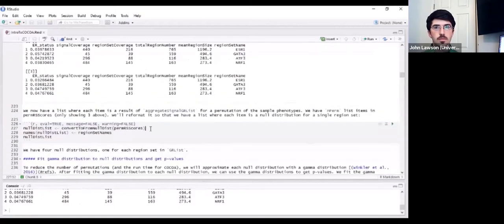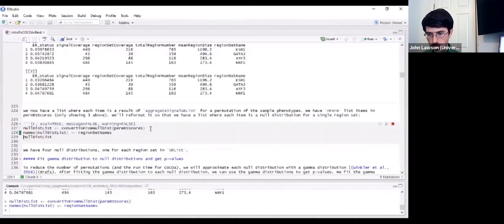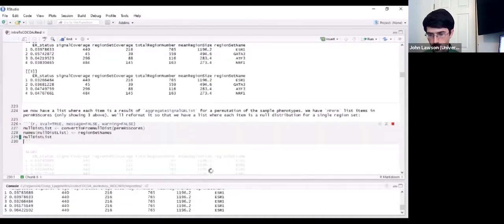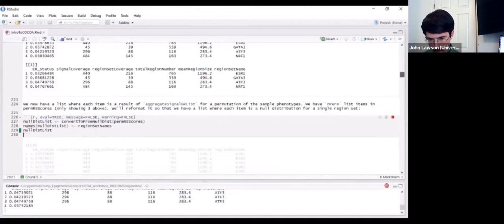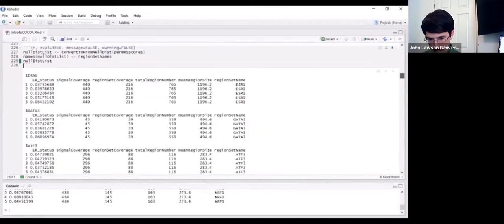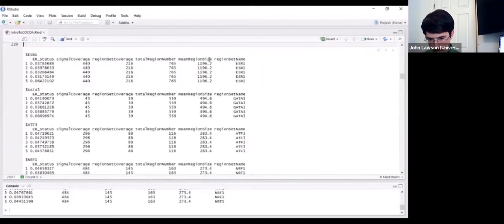Here we're going to convert those times that we ran COCO into a null distribution for each region set. Actually, we did 5 permutations, so you can see that there are 5 scores for each region set. And those are the null distribution.